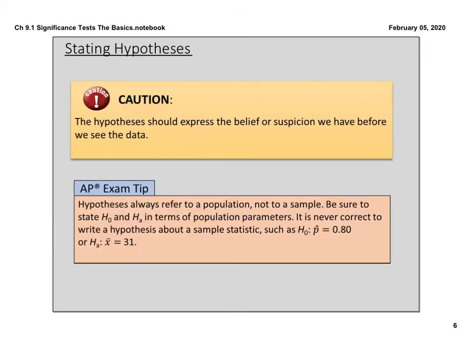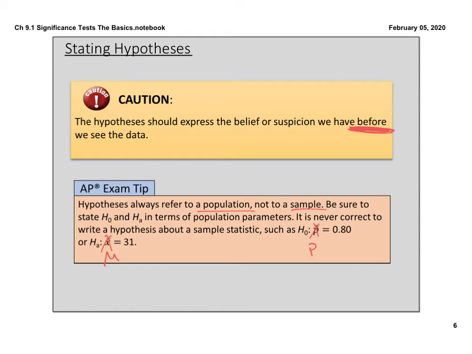Okay, so here's your caution. It says the hypotheses should express the belief or suspicion we have before we see the data. We want to state this at the beginning, before we start doing calculations. Hypotheses always refer to a population, not a sample. So it is never correct to write a hypothesis about a sample statistic such as p hat or x bar. We want to do p and mu. Okay, so be careful there.